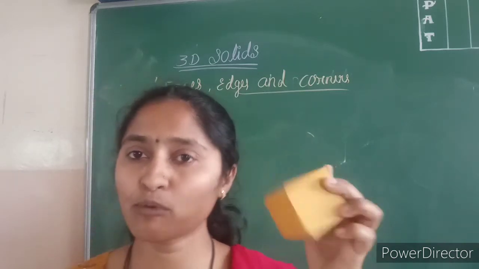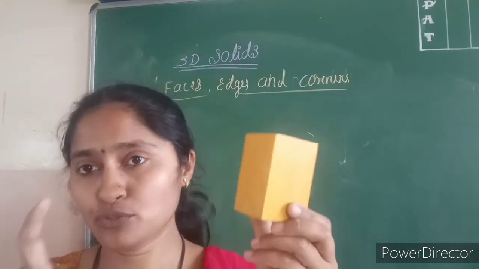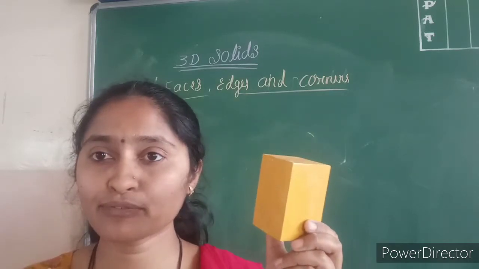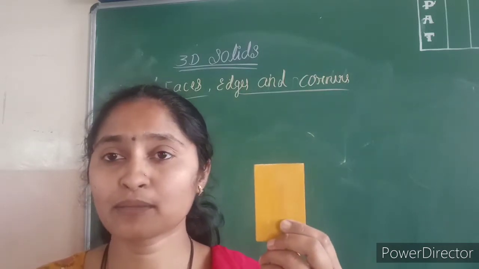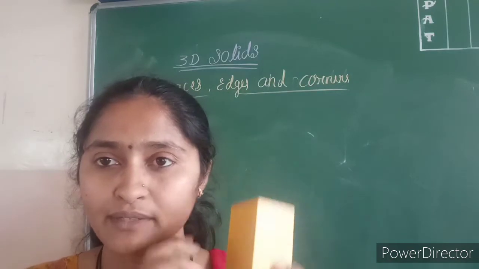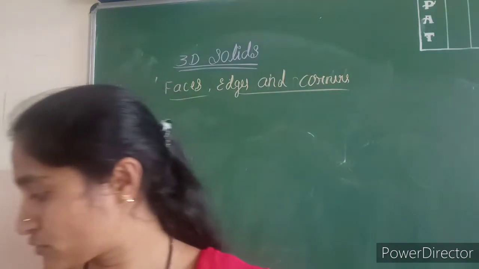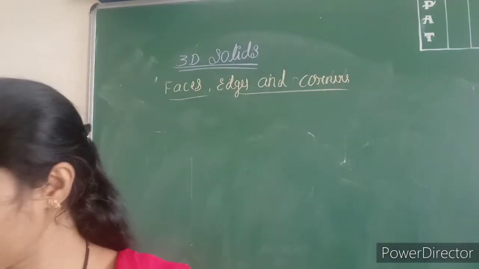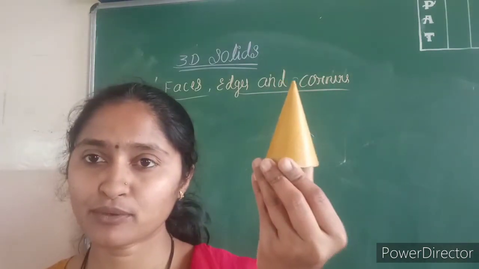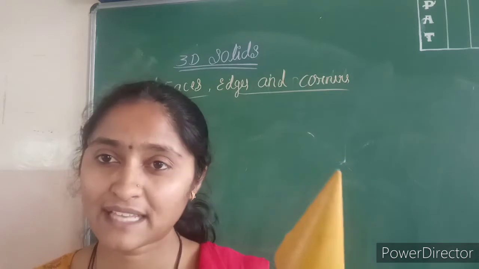Example for cuboid: a juice pocket, like for example a fruity. So it might also be an example for cuboid. And your textbook is also an example for cuboid. Then we have a cone. Example for cone: the cone ice cream you will eat.